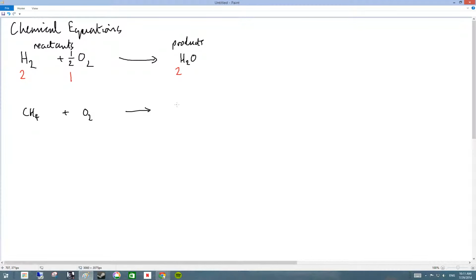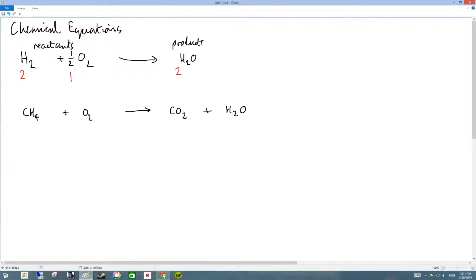When methane burns, and hydrocarbons burn, it burns completely, you'll get carbon dioxide being formed, CO2, and H2O. Now this is a little bit more complicated because you've got oxygen here, and you've got oxygen there, and you've got oxygen there. So you've got three oxygens.